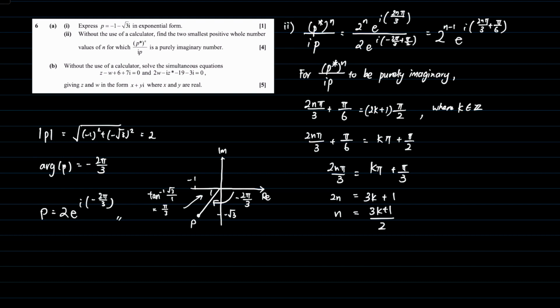Now this is not the final answer, always answer to the requirements of the question. For the two smallest positive integer values of n, we will have k equals 1 and k equals 3. And this gives us a value of n equals 2 and n equals 5. So by doing this, we are answering to the requirements of the question.